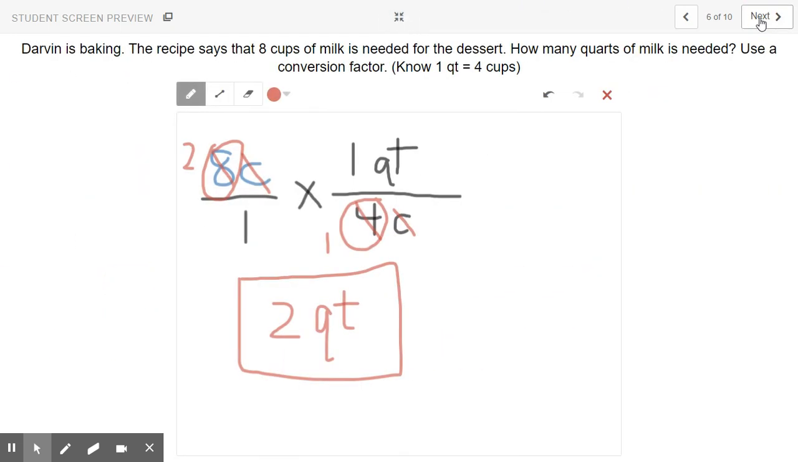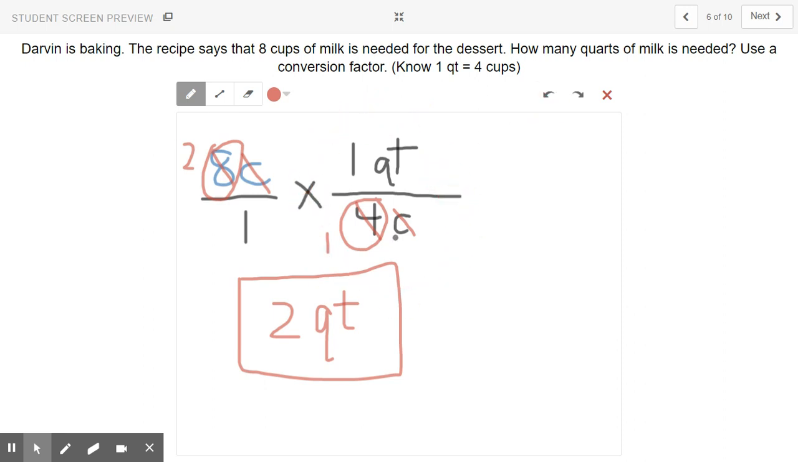Darvin is baking. The recipe says that 8 cups of milk is needed for the dessert. How many quarts of milk is needed? Use a conversion factor. Know that 1 quart equals 4 cups. So I'm going to write 8 cups over 1 times, and I'm going to take the relationship and put it over here. Now I know that I'm trying to get rid of cups and turn it into quarts. So I'm going to put cups on the bottom and quarts on top, and then fill in the relationship on the right. 1 quart is 4 cups.